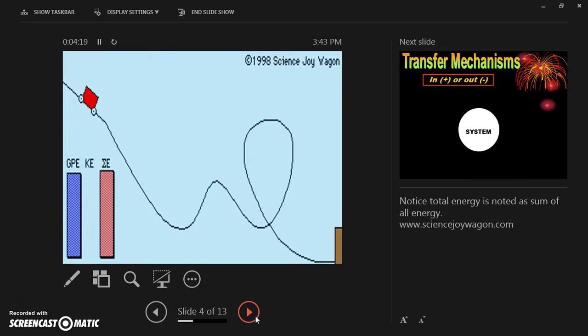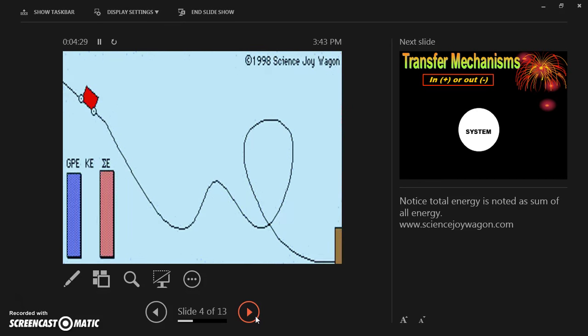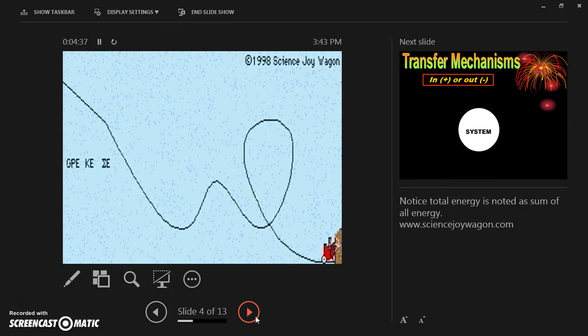On the next diagram, we'll notice an open system, and we can tell it's an open system because there, at the end, that total energy bar goes all the way down, indicating that energy has left the system and been transferred out. In this case, we can probably assume the energy gets transferred into the wall.